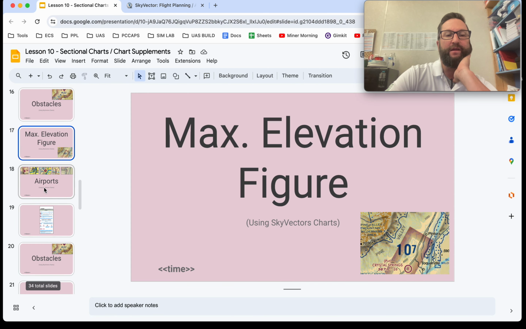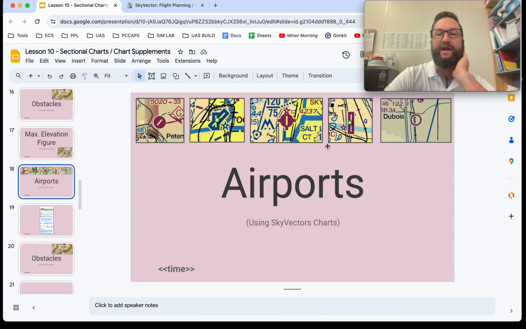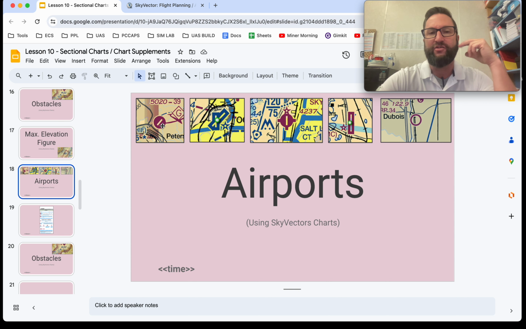The next one is our airports. We're going to learn about different kinds of airports that there are. Magenta means that it does not have a tower. Blue means it does have a tower. If it's in a circle, that means that it's a shorter runway, less than 8,069 feet. I don't know how I chose that number.